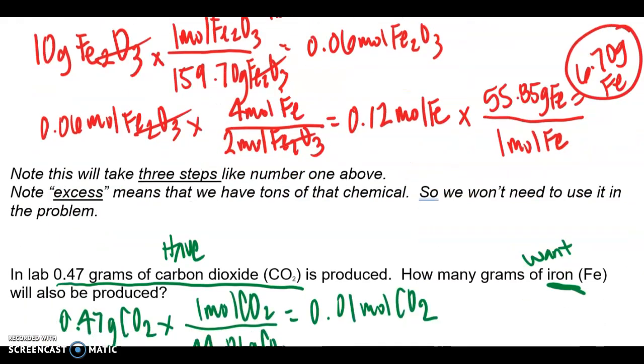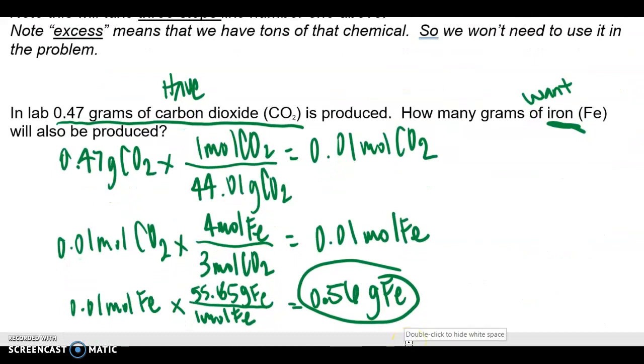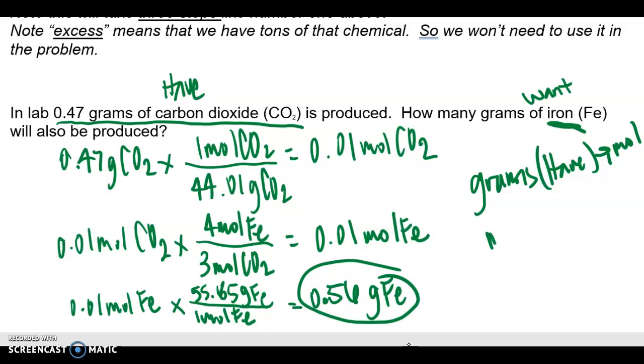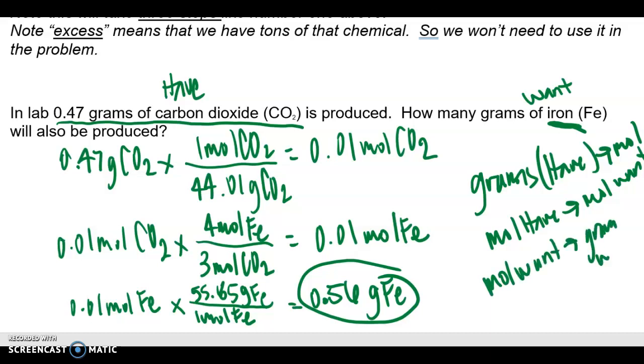And that's how you do these 3 problems. So it's always 3 steps. You always convert what you have of grams into moles. So grams of have into mole, and then mole of have into mole of want, and then mole of want into gram of what you want. Always 3 steps. 1, 2, 3. Every single time.